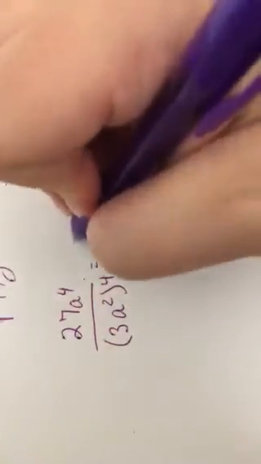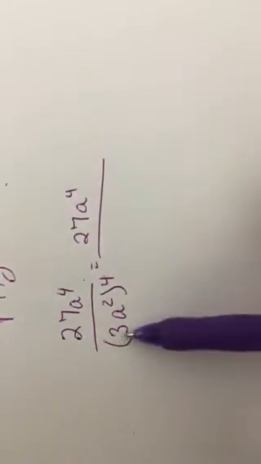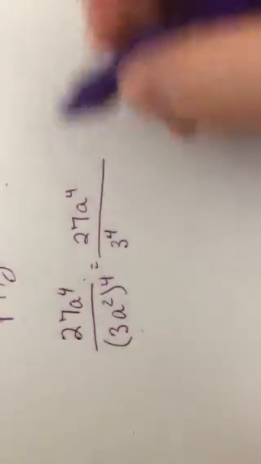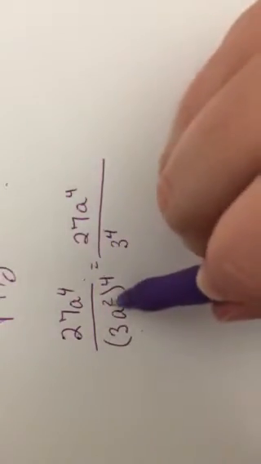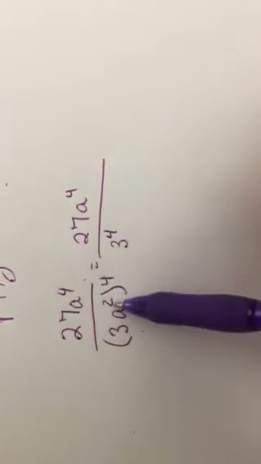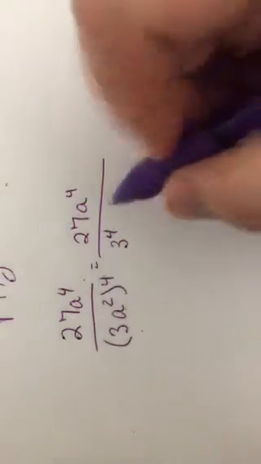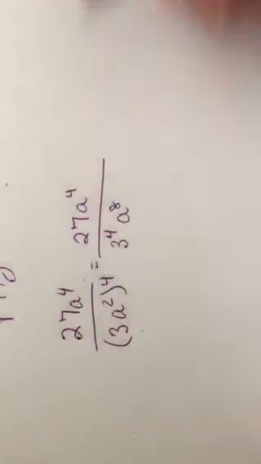So what I'm going to do is just rewrite my numerator. And then I'm going to go ahead and do 3 to the 4th power. And I'm also going to do a squared to the 4th power. Now this is where you do a power to a power, so you multiply your exponents. So 2 times 4 gives us 8.